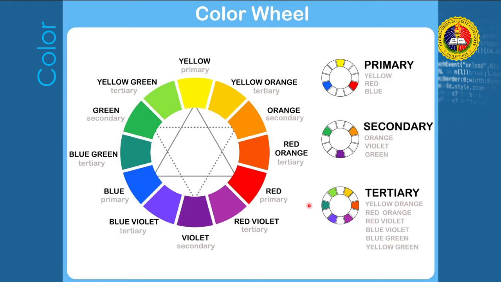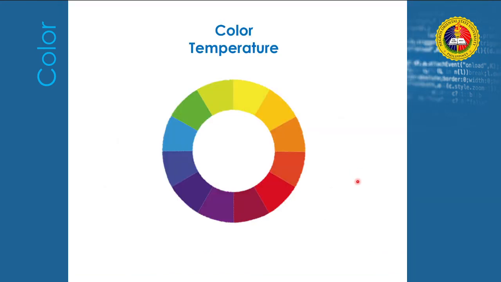Now, next, we'll talk about color temperature. Color temperature can be either warm or cool. If we divide the color wheel into two groups, just like that, we will get cool and warm colors. Again, if we divide the color wheel into two, we will have cool colors and warm colors.